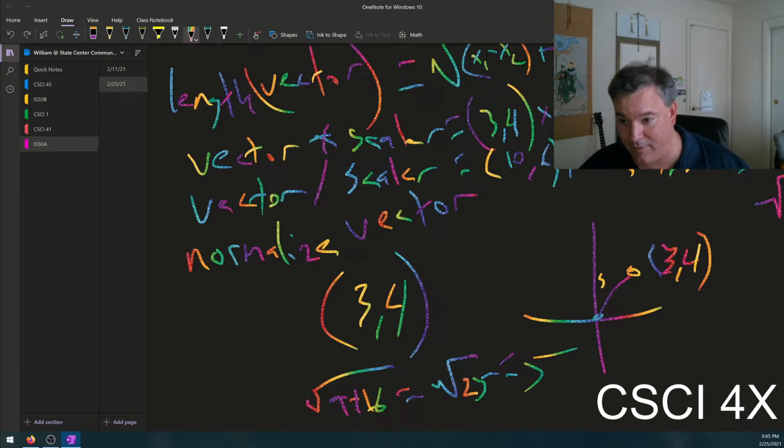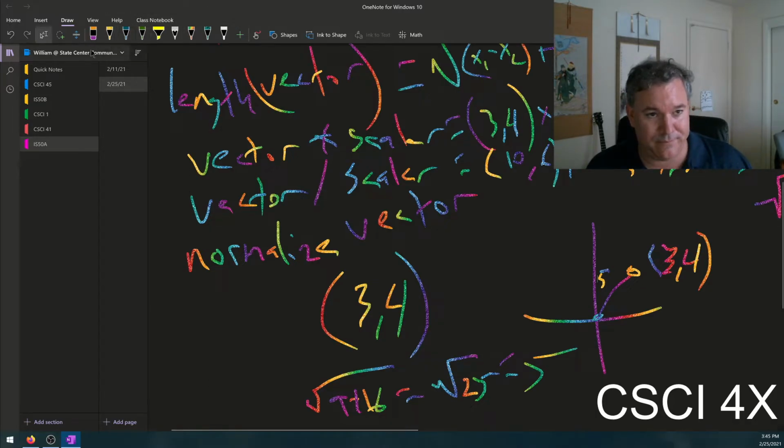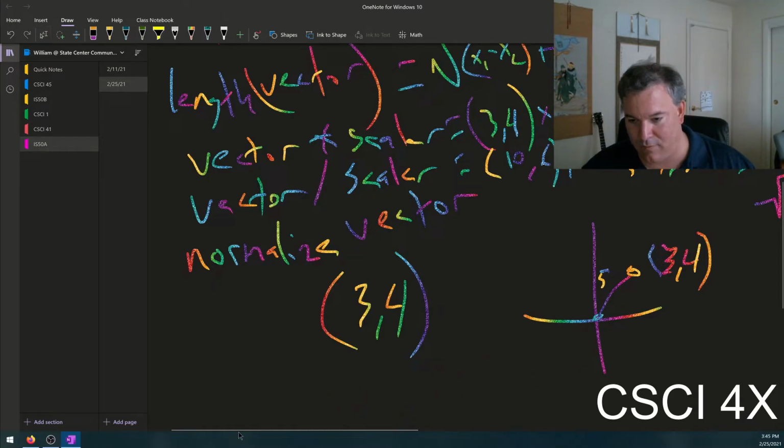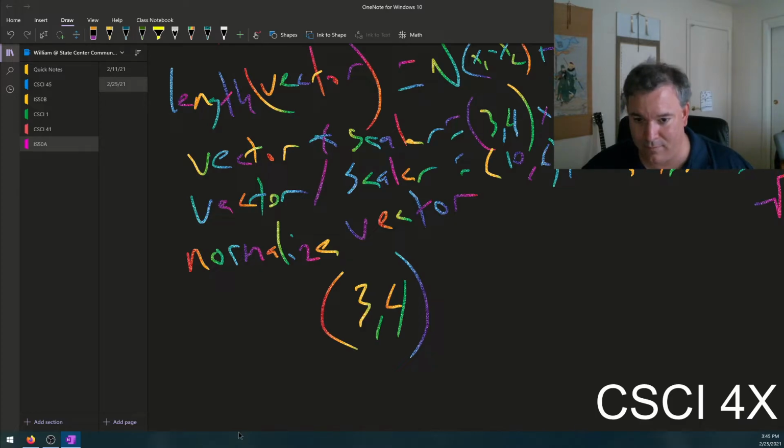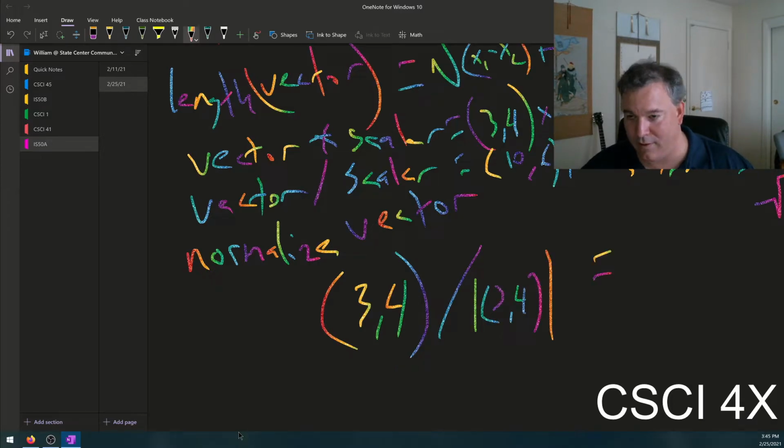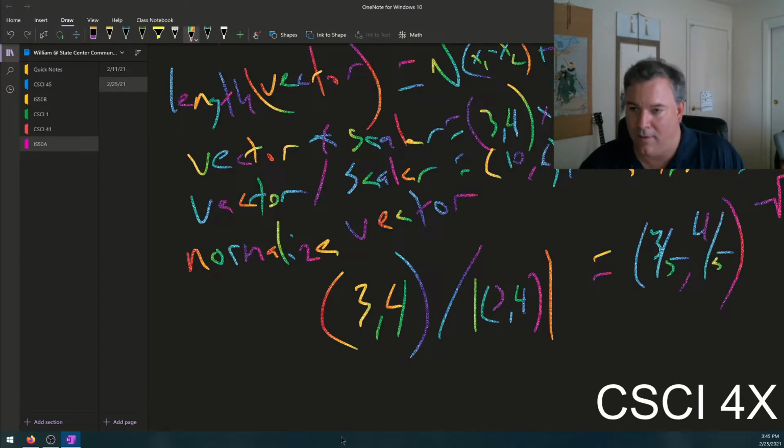So the length of a vector from 0,0 to 3,4 is 5. In order to normalize this vector, you divide it by the length. So if you have a length 5 vector, and you divide it by its length, then you're going to get 3 divided by 5 and 4 divided by 5. And that is a unit vector, a vector of length 1. So if you have a vector of length 5 and you divide it by 5, you get a vector of length 1. That's how it works.